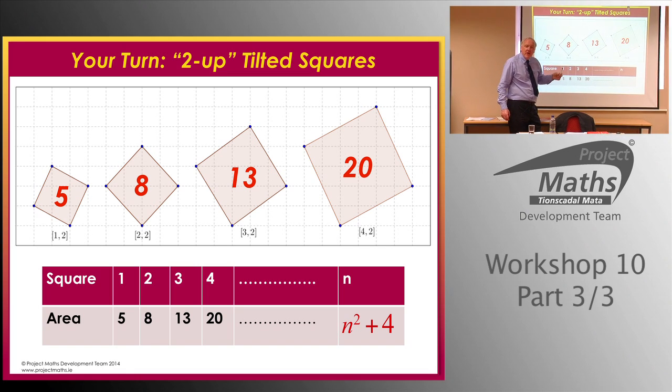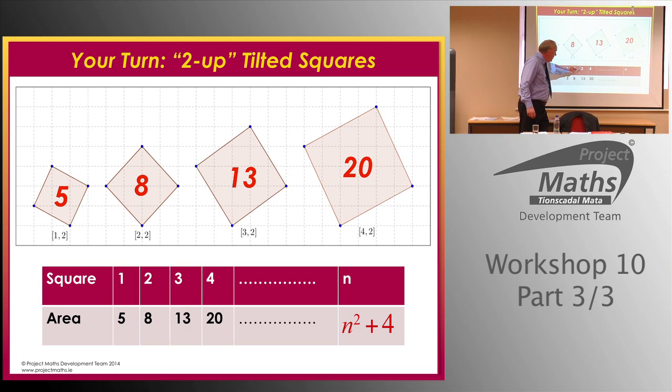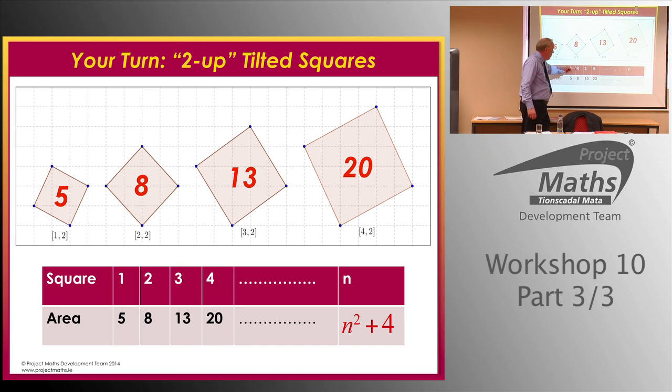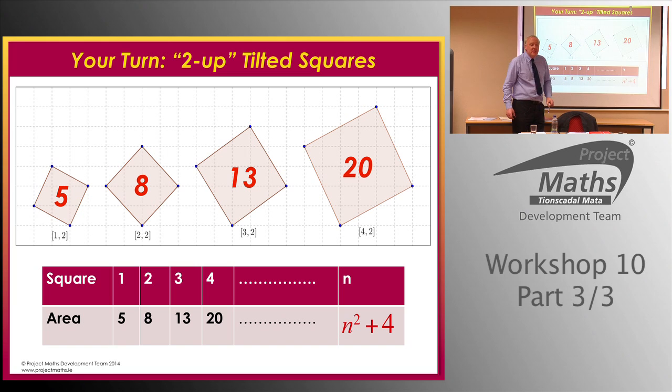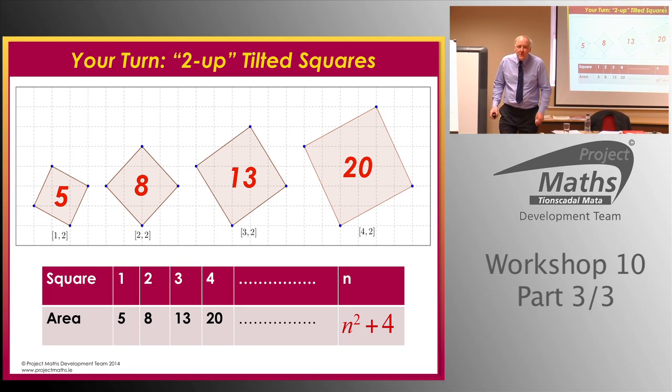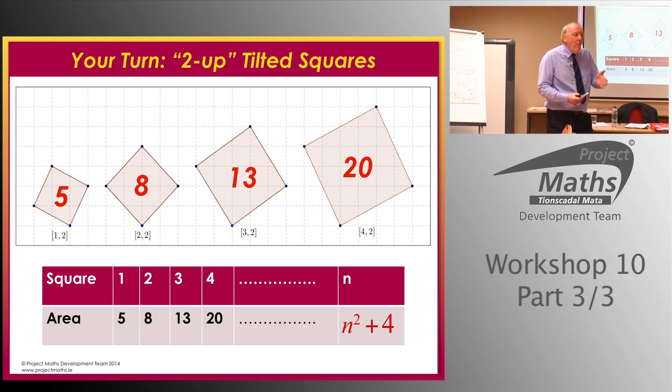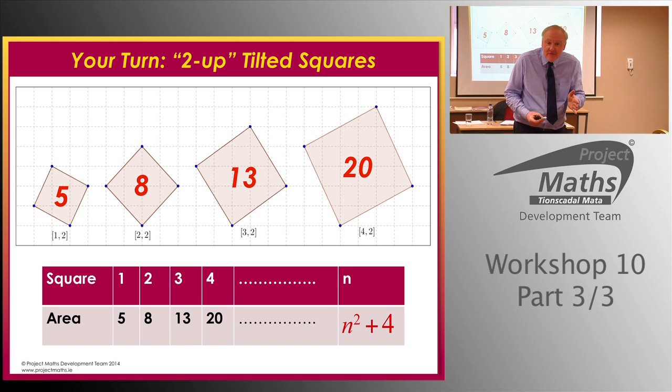And this is another way of looking at it. 2 squared plus what gives me 8. 3 squared plus what gives me 13. So 1 squared is 1 plus 4 gives me 5. 2 squared, 4 plus 4 gives me 8. 3 squared, 9 plus 4. So now we see that the general one actually is n squared plus 4 for those. So the up bit is actually squared.